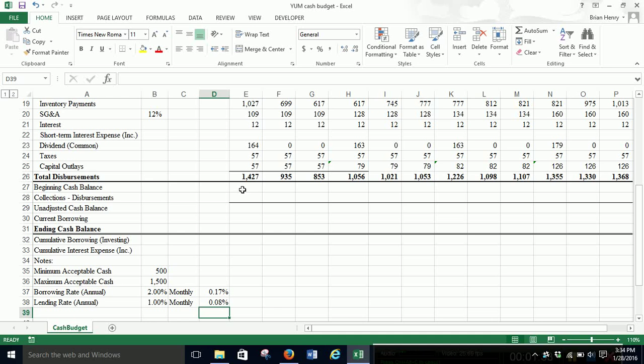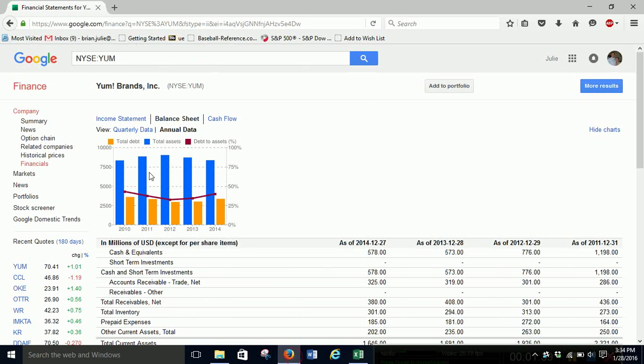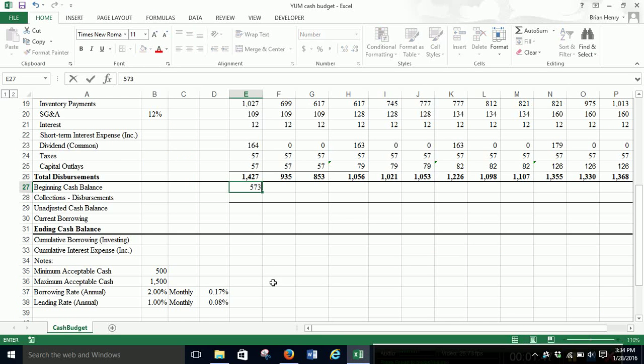So now we need beginning cash balance, and then we can just wire all this up. So beginning cash balance is just going to come from the balance sheet. At the end of 2013, we have $573 million in cash according to the balance sheet. So at the end of December, that's what this should be. And then the rest of these will feed from the end of the month.